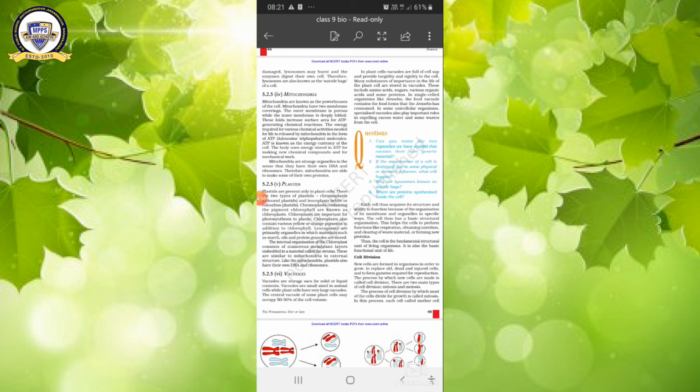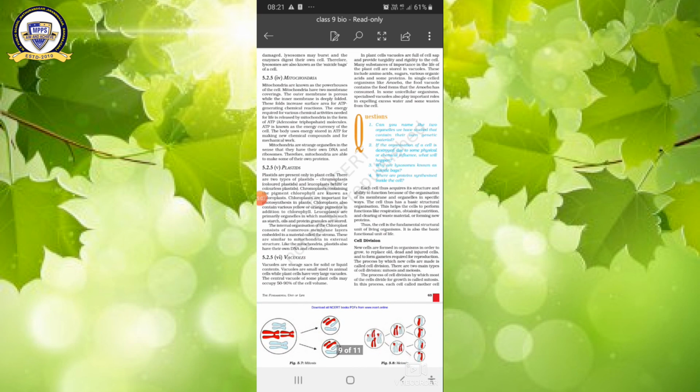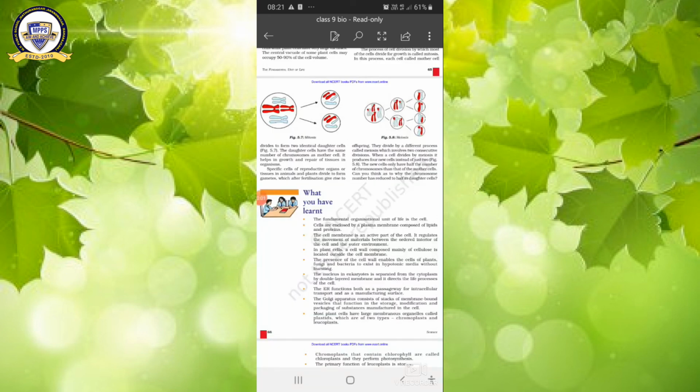The process of cell division by which most of the cells divide for growth is called mitosis. In this process, each cell called mother cell divides to form two identical daughter cells. The daughter cells have the same number of chromosomes as the mother cell. It helps in growth and repair of tissue in organisms.